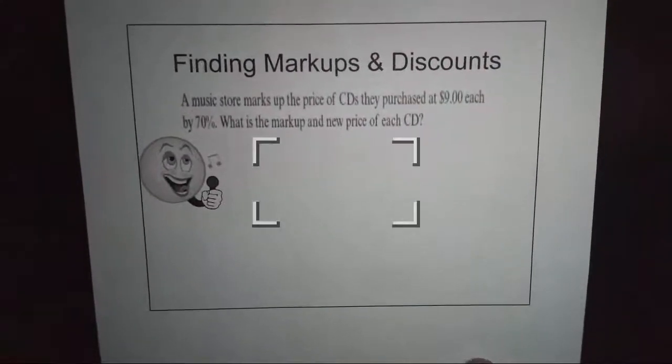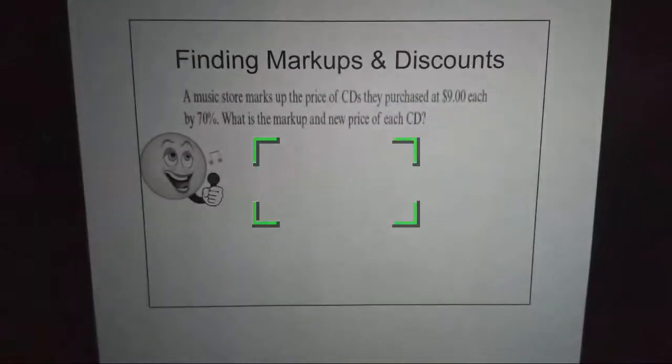All right, so here we have an example that needs to be in your notebook. It says a music store marks up the price of the CDs they purchase at $9 each by 70%. What is the markup and the new price of each CD? Well, they purchase the CDs for $9 and then they mark them up by 70%. So we need to find out what is the markup, or how much money do they increase the price by, and then what is the price that they sell those CDs for.